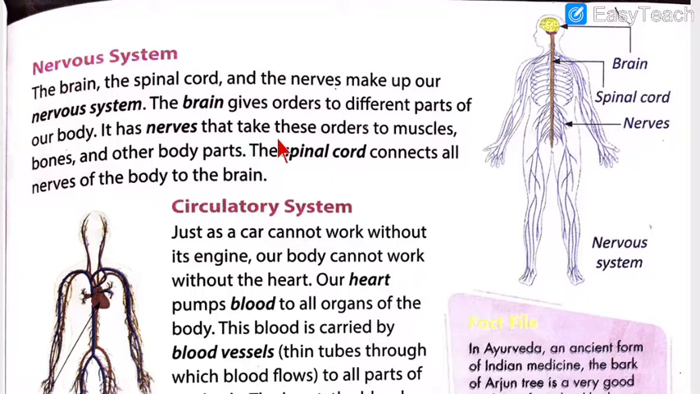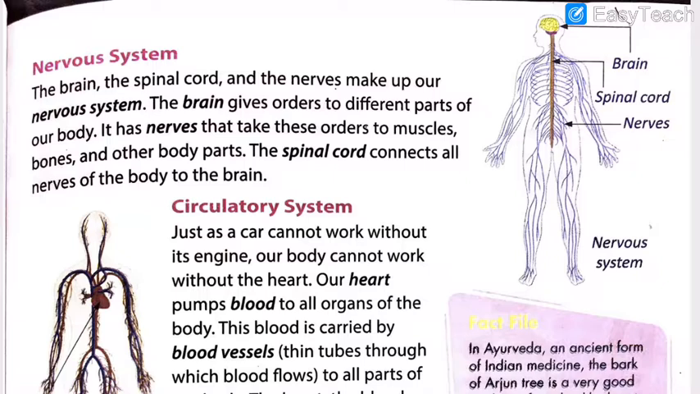Now it has nerves that take these orders to the muscles. Now you will say, sir, the brain is on top in the head. How can it give the order to the foot? That happens because of one messenger. Yes, when you want to talk to your friend, you send the message through WhatsApp. Similarly, nerves play the role of WhatsApp in your body.